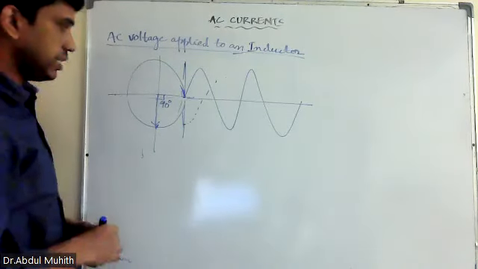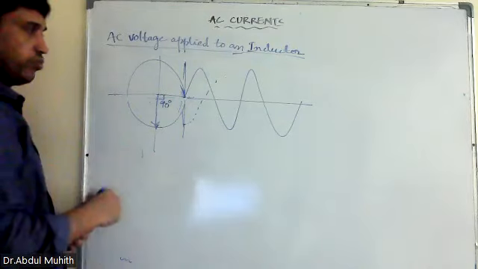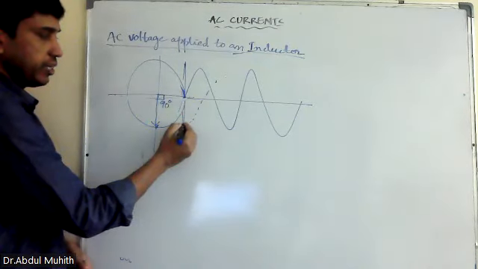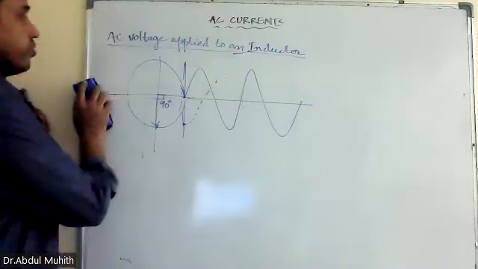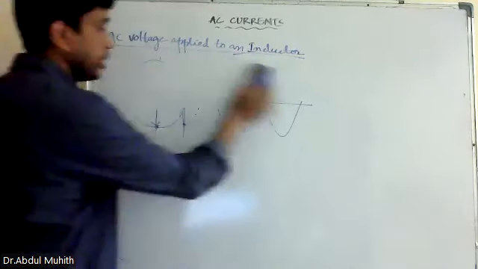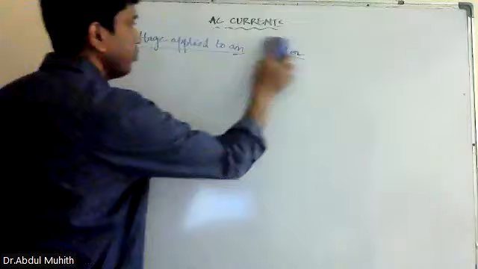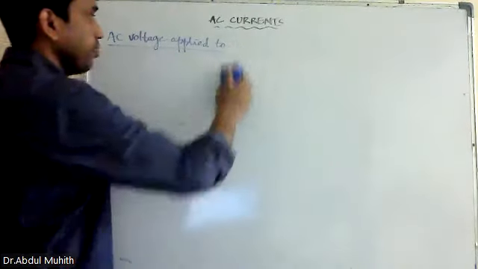Now the angle is 90 degrees. When the voltage was here, current was here, so the angle was 90 degrees. Now we will go for the next circuit. Next circuit is what? The capacitor side. Voltage across a capacitor.